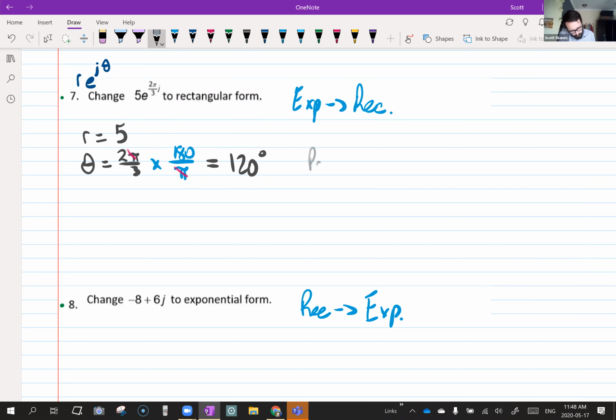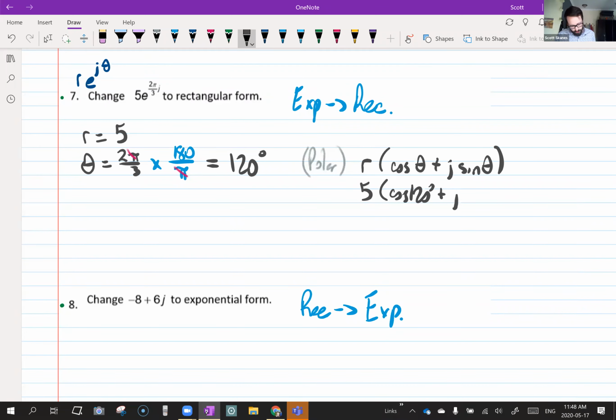So polar form, if you forget. Polar form looks like this. And I'm going to write the full method. Full form, that's our full form. So let's fill that in. It's 5 cosine 120 plus j sine of 120 degrees. All right, and in order to get the rectangular form, we just expand. We just multiply, open the brackets.